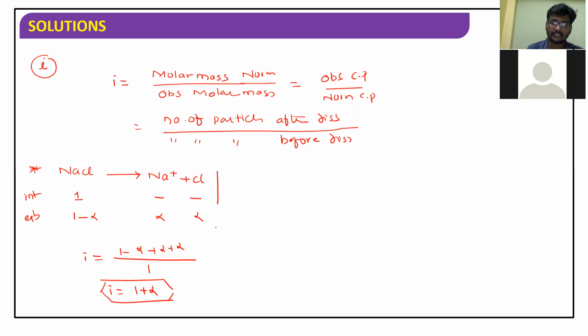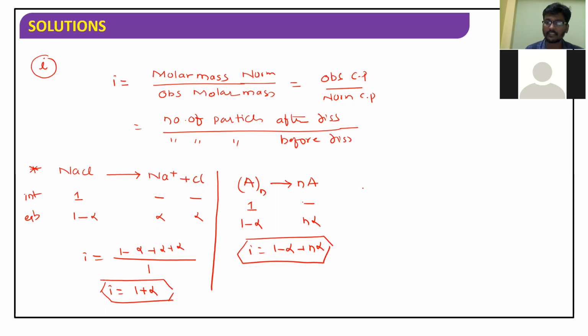Suppose I am considering n moles. One particle A gives rise to n particles. Initially it is 1 and 0. After some time it is 1 minus alpha and n alpha. So i is equal to 1 minus alpha plus n alpha. Don't remember the whole derivation, just remember this one. For dissociation, remember i is equal to 1 minus alpha plus n alpha.